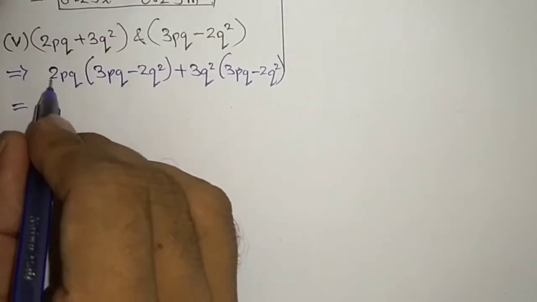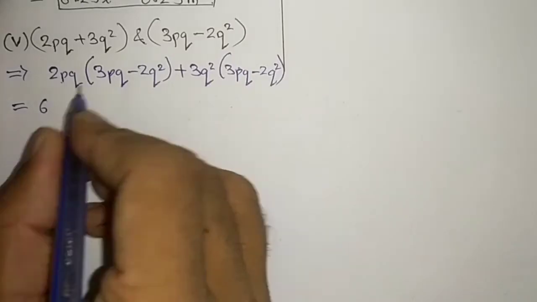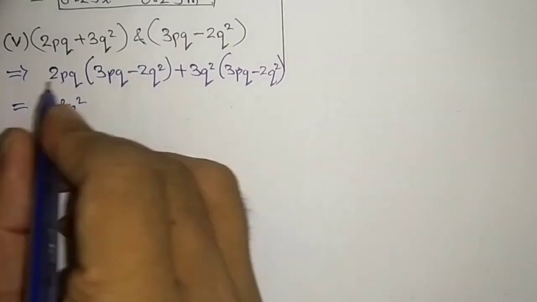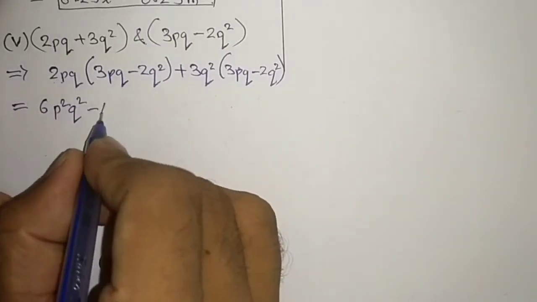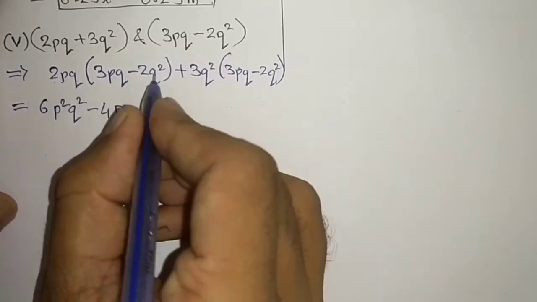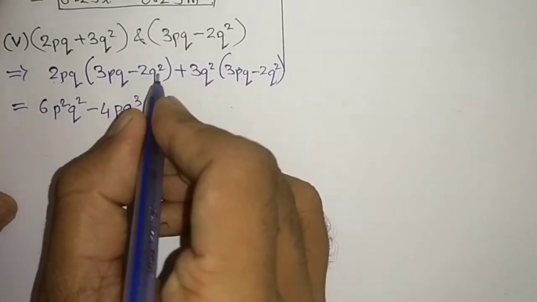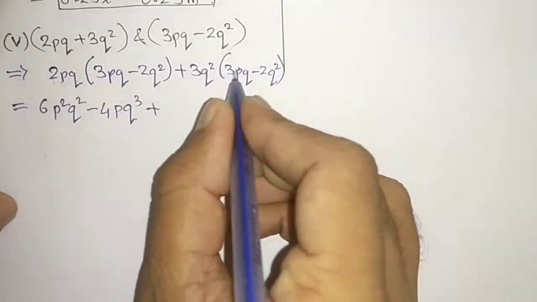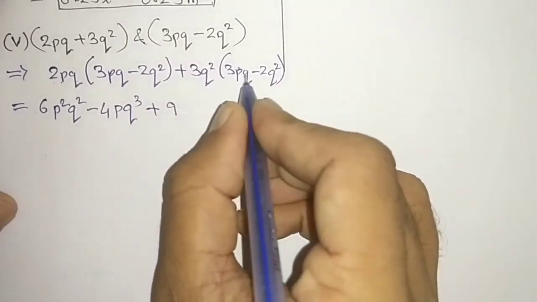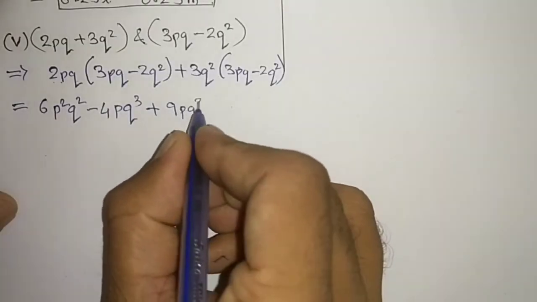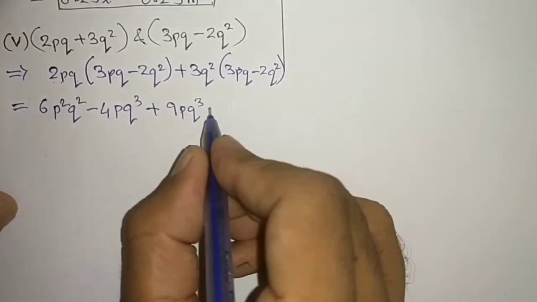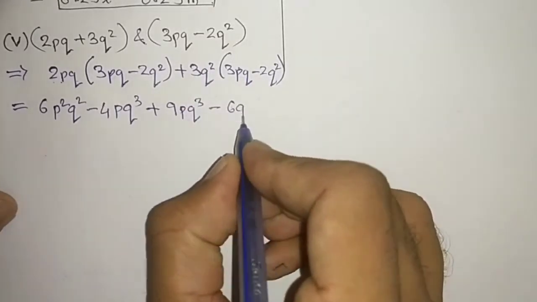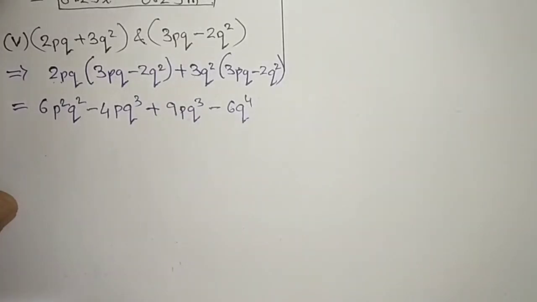Open the bracket, 2 3s is 6, p into p, p square, q into q, q square, minus into plus, minus 2 2s are 4, pq raised to power 3, because q square plus into q will give me q cube, plus 3 3s are 9, pq cube, plus into minus, minus 3 2s are 6, q square into q square will give me q raised to power 4.